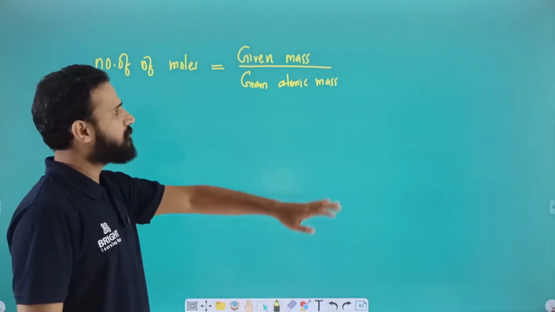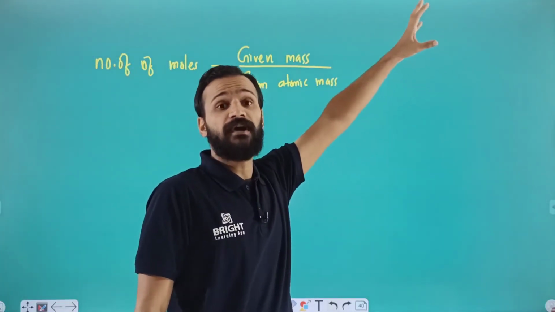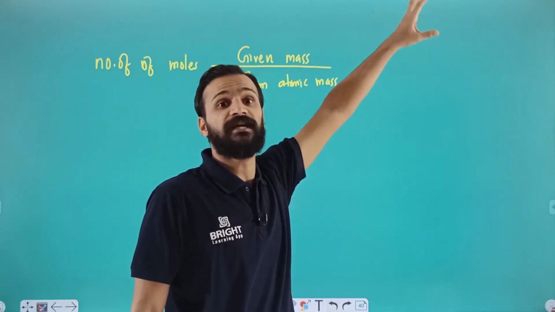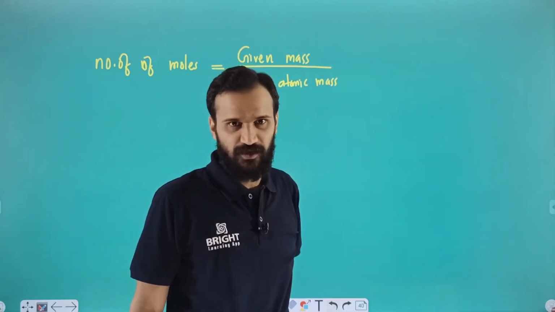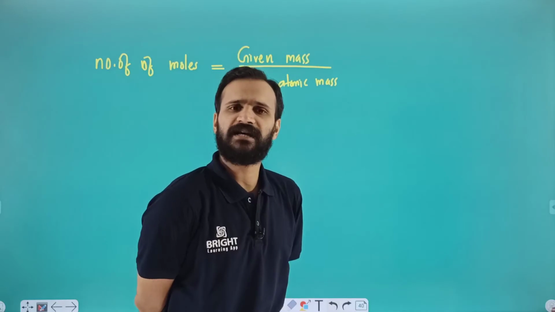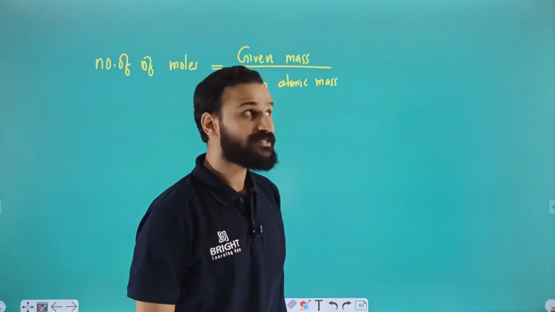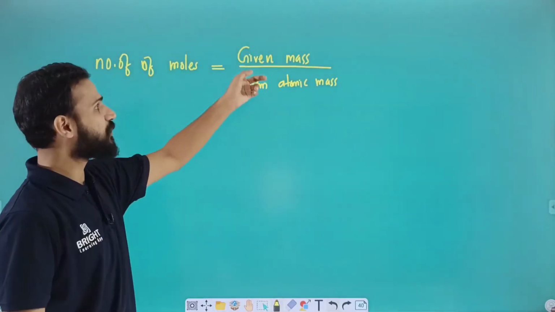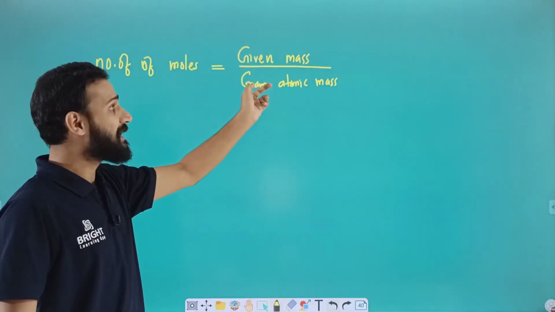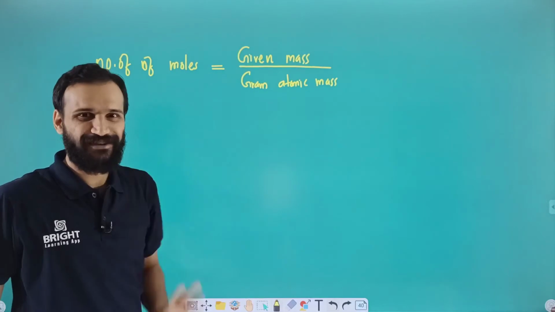Okay, suppose the question is we are given 20 gram of hydrogen atoms, and they are asking how many hydrogen atoms are present in that 20 gram. The first step is calculation of number of moles. So given mass 20 divided by gram atomic mass, 1 gram, isn't it?